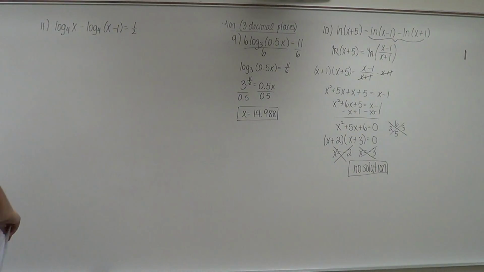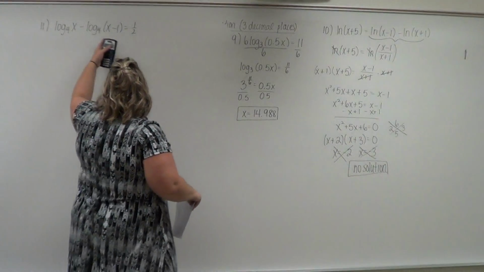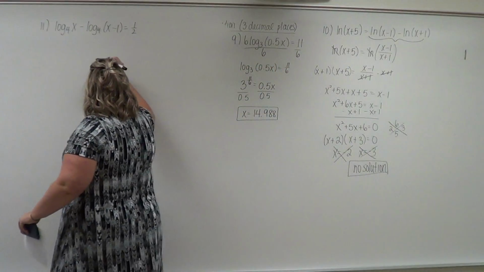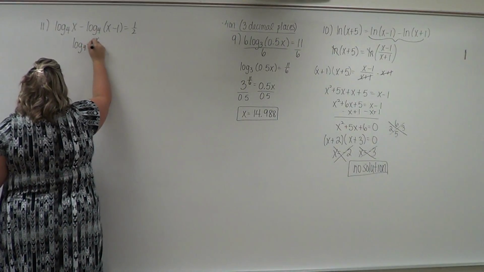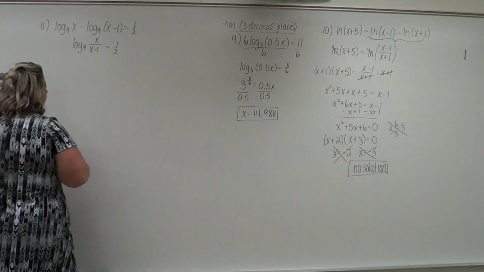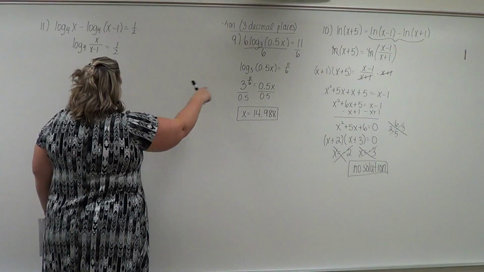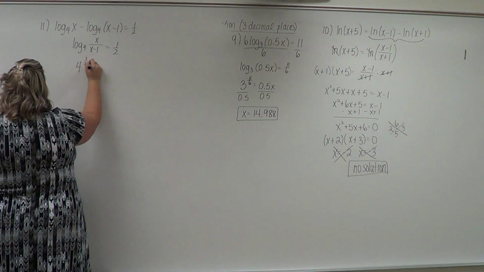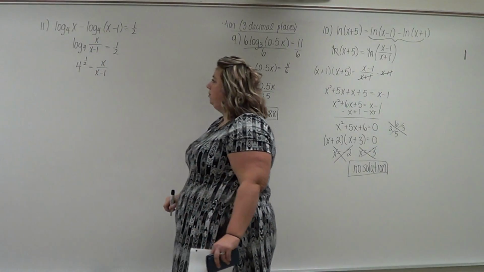Okay, so on this one, I don't have a log on both sides, but before I can write an exponential, I need to get these to be combined. So subtracting, same thing as before, it means we're going to divide. So this would be log base 4 of x divided by x minus 1 equals a half. Then I would write it like an exponential, like what we did on these other problems. So this would be 4 to the half equals x over x minus 1.